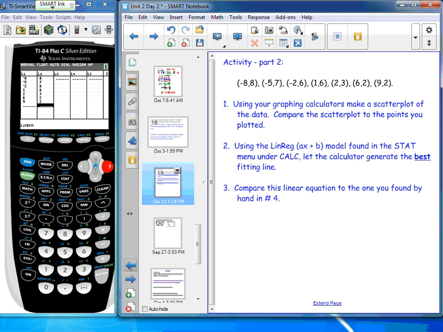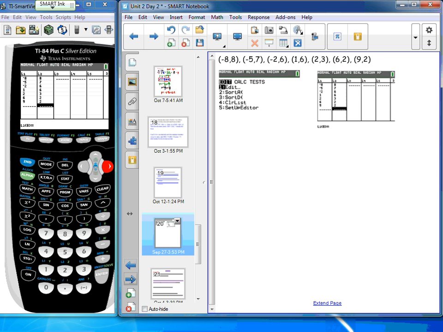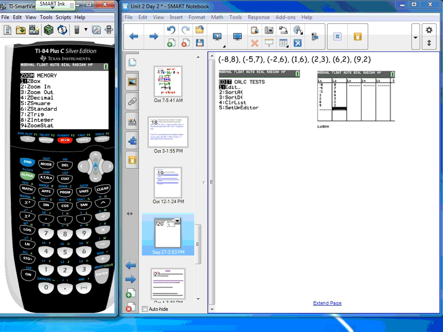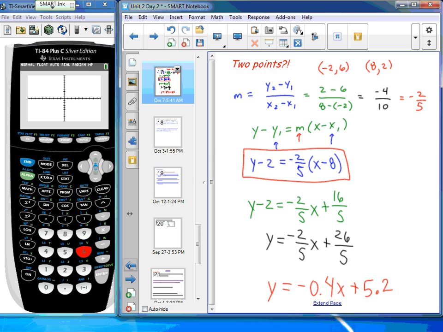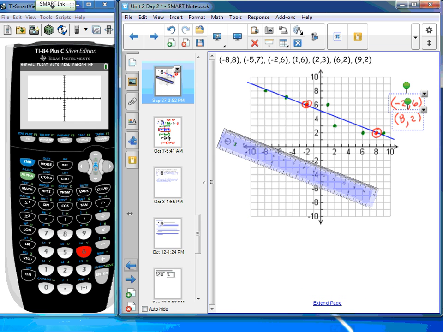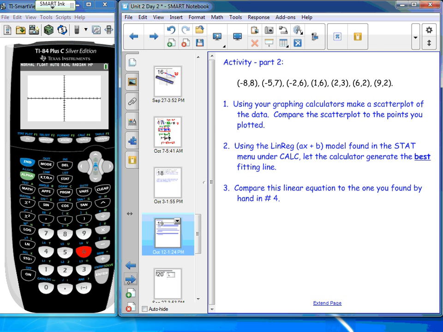What we're going to do is make a scatter plot of my data. So we're going to zoom 6 to return to my standard viewing window. That's -10 to 10, because on my activity we had -10 to 10. So we're going to make the same window. We're going to zoom 6, and now we're going to turn on our stat plot.